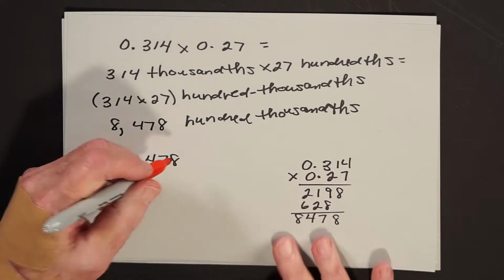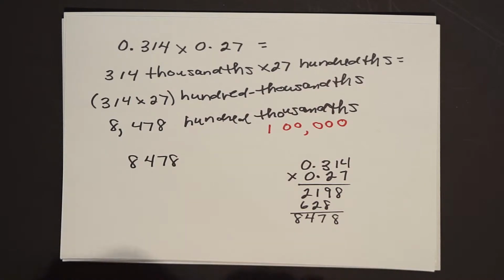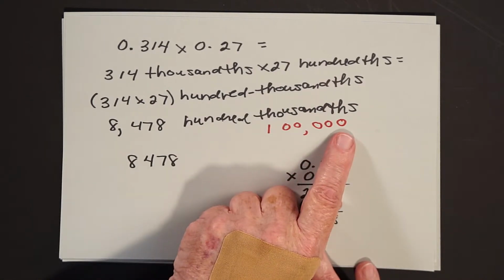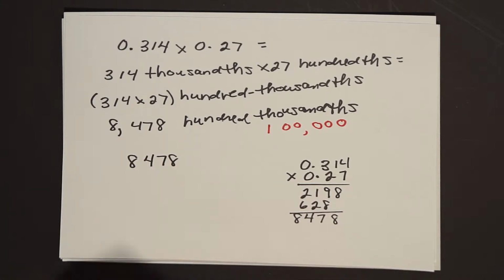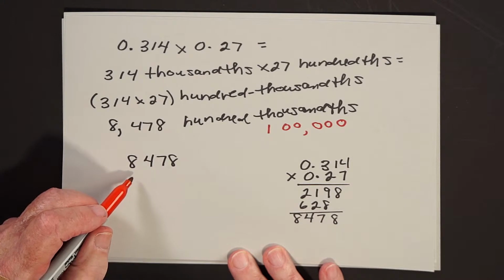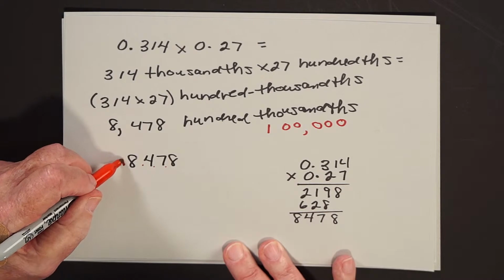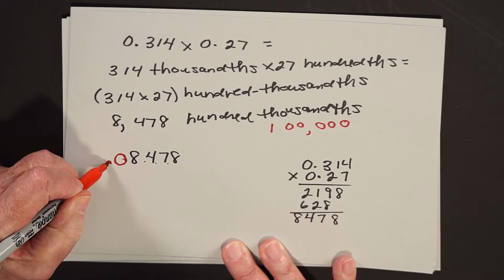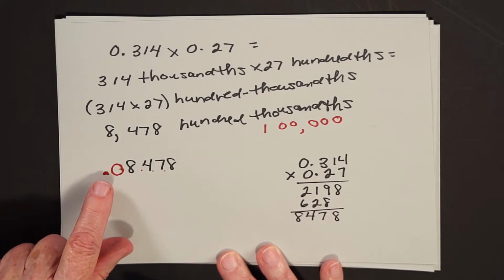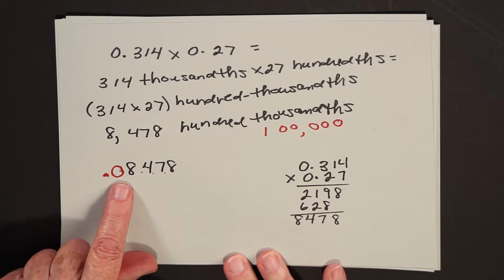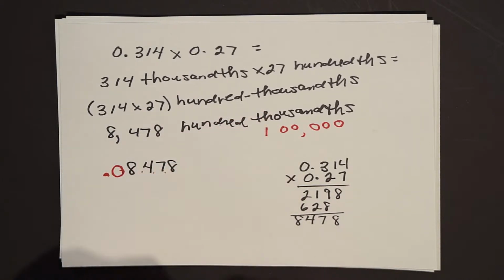Now, what is 100,000? It's a 1 followed by 5 zeros. That means that you want 5 digits to be to the right of the decimal point. Well, there's only 4 digits here, so to get the 5th, I count over 1, 2, 3, 4. Now I've run out of digits, so I have to put a 0 over here, put the decimal point in. Notice that if I read this as a number, verbally, the adjective is still 8,478, but now it's modifying 100,000ths.